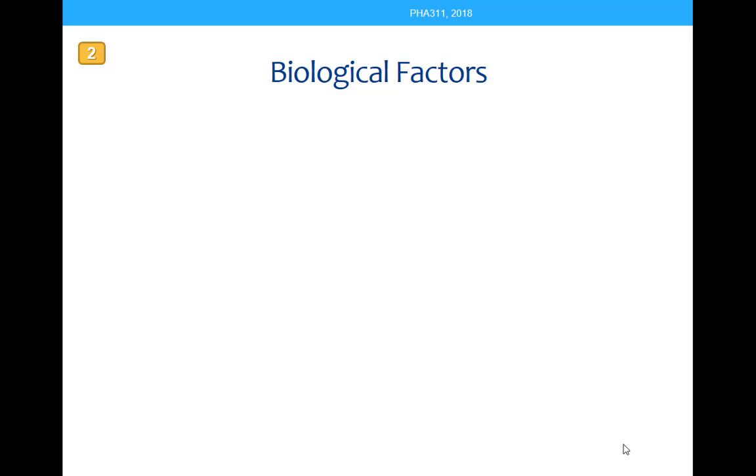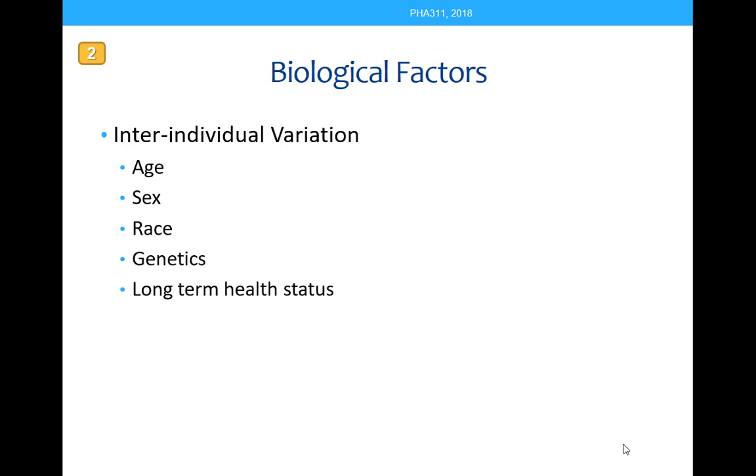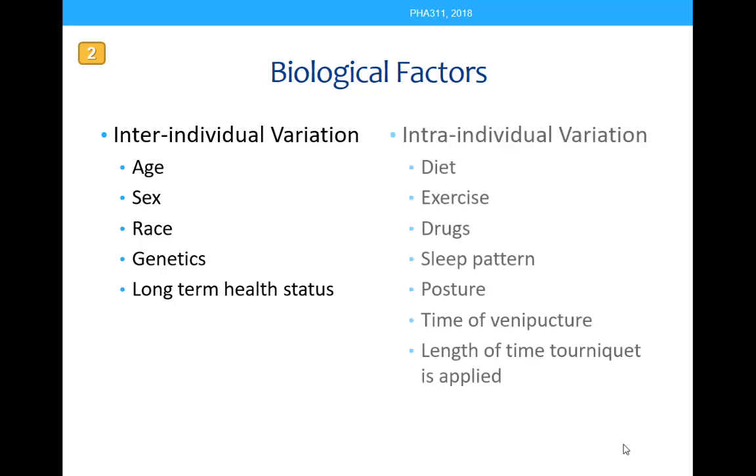The first factors of quality control, the first category, which is the test methods. The second category is biological factors. What could these be? Again, they are divided into 2 categories. Inter-individual variation. So if you take a sample from a 10-year-old boy compared to a 70-year-old man, the values of a particular substance may vary. So there are differences with age, with sex, with race, with genetics. Long-term health status can lead to some changes. There is also intra-individual variation.